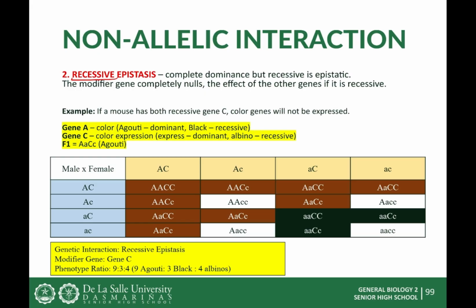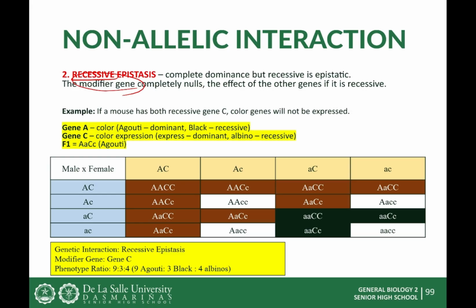So ibig sabihin, sa madaling salita, if the genotype is recessive, therefore the phenotype will not come out. So hindi siya lalabas. Alright. So ganito yan. So, meron tayong tinatawag na modifier gene. Very important that you know what is the modifier gene kasi yan yung mag-indicate if you have a recessive epistasis. Pag lumabas yung trait na yun from the modifier gene, meaning that is a recessive epistasis.